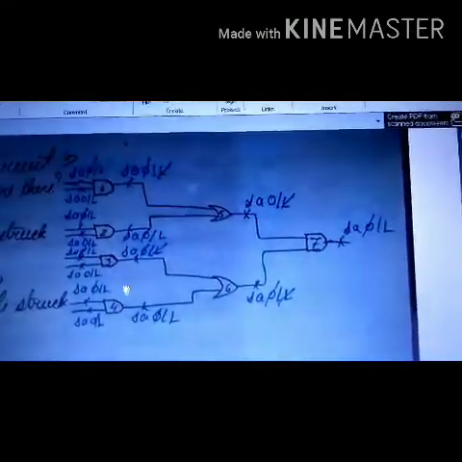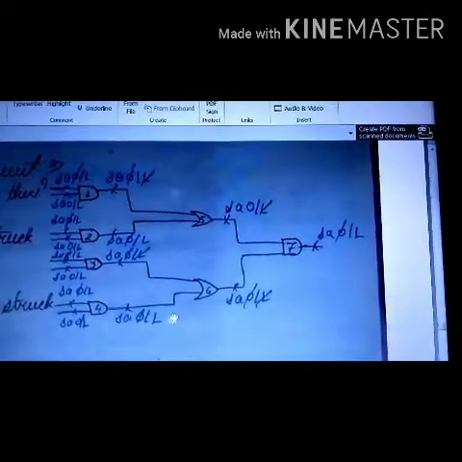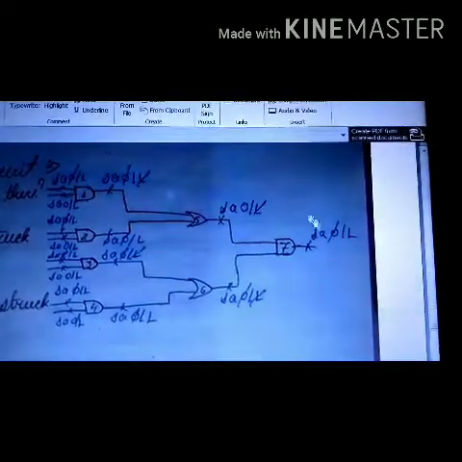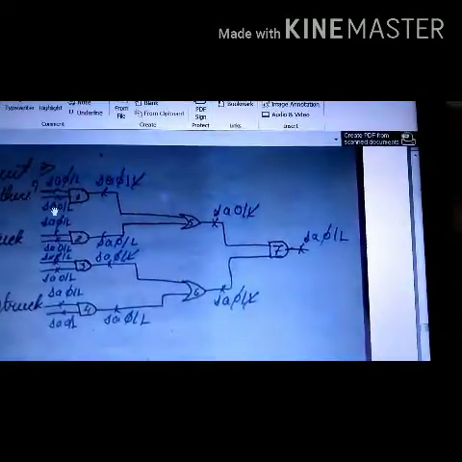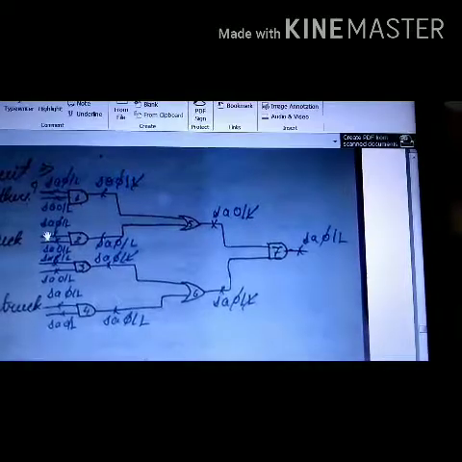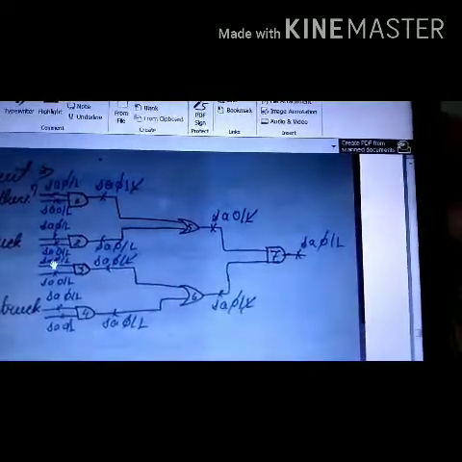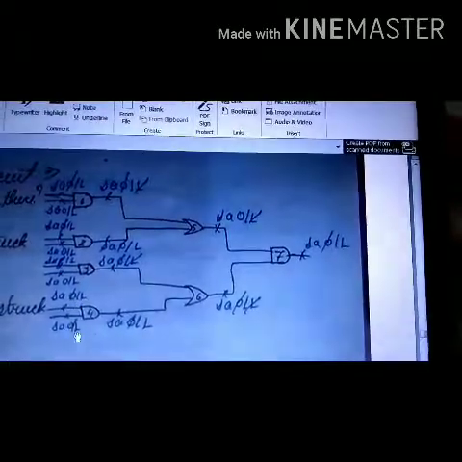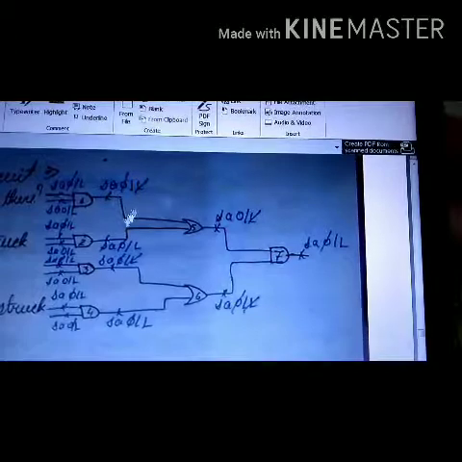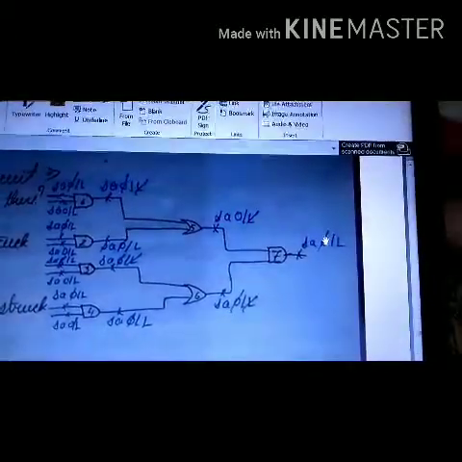If we focus on this circuit, each line can have a stuck at 0 or a stuck at 1 fault, and that is what I have written here: SA0 or 1 on each line. Here also stuck at 0 or 1, on every line, and here also stuck at 0 and 1 faults.